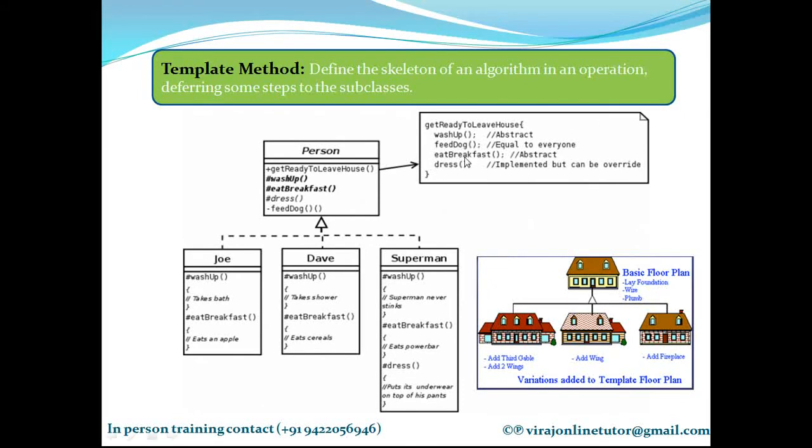Step number 3 of the algorithm says eat breakfast. Eat breakfast is step number 3 in the algorithm. It's abstract. That means it is not implemented in the base class. The way each subclass eats breakfast is different. So let's see how Joe eats the breakfast. He eats an apple for breakfast. Dave eats cereal for his breakfast. And Superman eats a power bar for his breakfast.